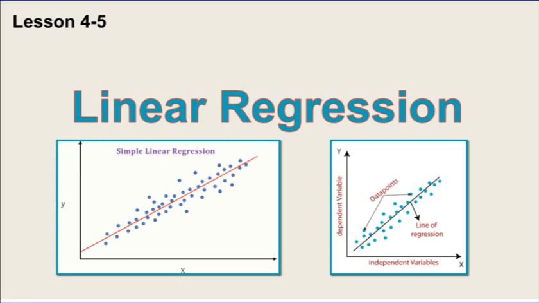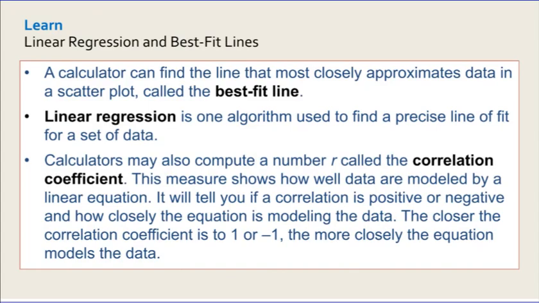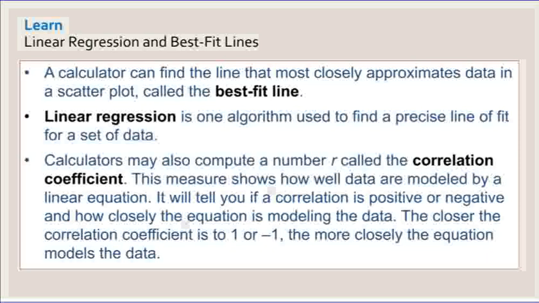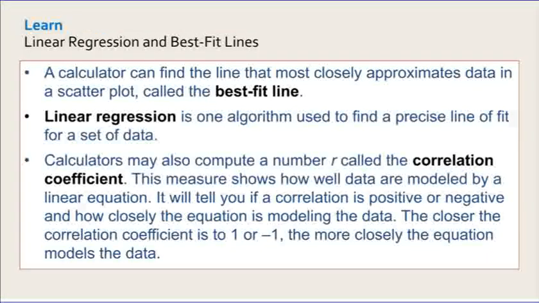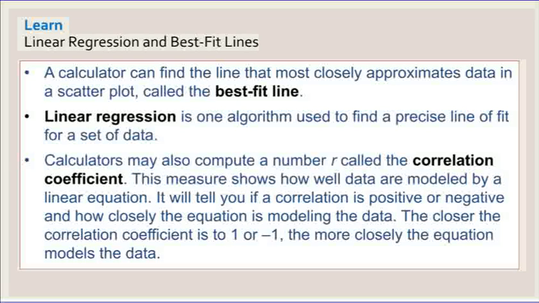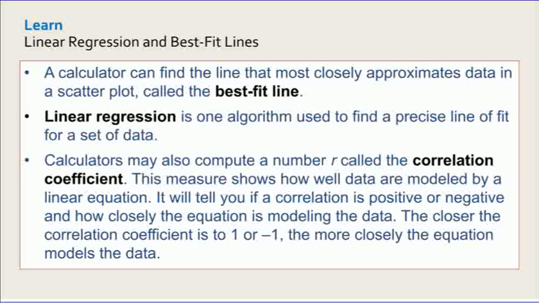Lesson 4-5, linear regression. We're going to still work more with scatter plots and analyzing data. A calculator can find the line that most closely approximates data in a scatter plot, called the best fit line. You could still do this without a graphing calculator by using the points on there, but if you want the most accurate line that you could possibly make, a calculator will do that job for you.